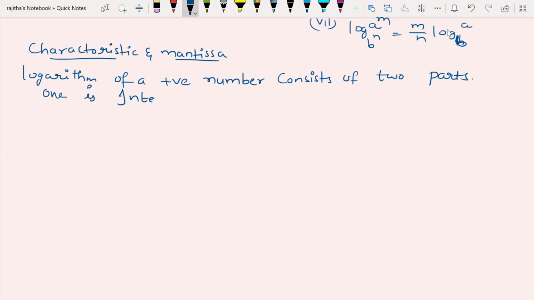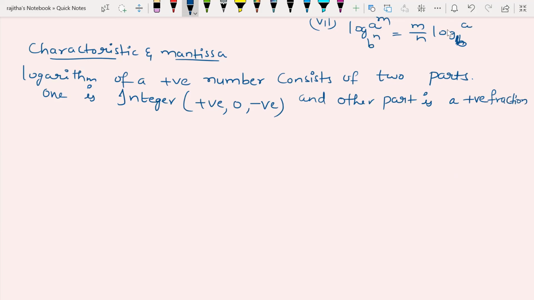One is an integer, either positive or negative. The other part is a positive fraction or 0. For example, let us observe logarithm of 153.2. That value becomes 2.1853.